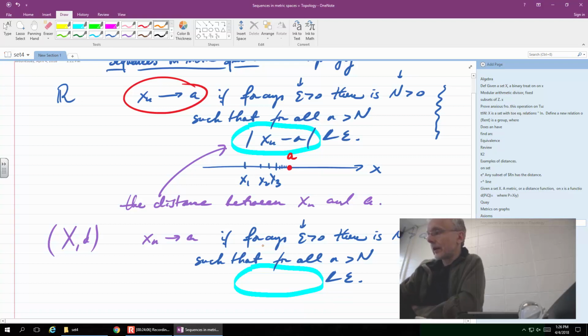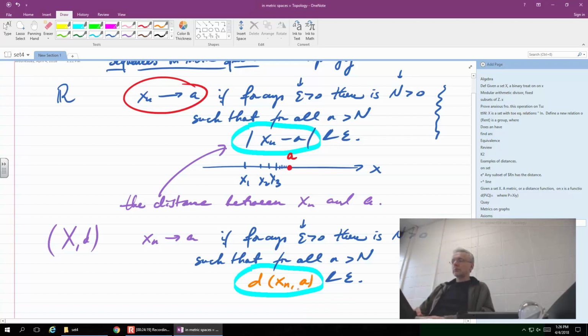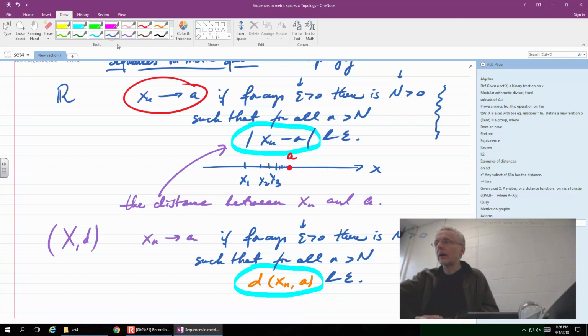So let me write it out. The distance, well, we have a notation, so that probably will be easier. So I'll just put d(xn, a). Okay, the end. So the work is done. The distance is getting smaller as n grows.